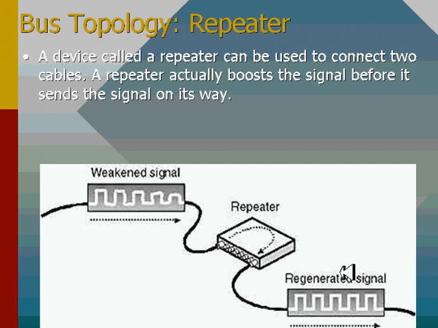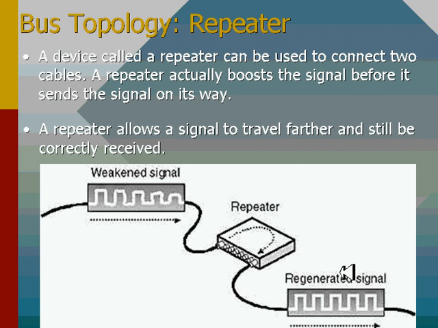A device called a repeater can be used to connect two cables. A repeater actually boosts the signal before it sends the signal on its way. A repeater allows a signal to travel farther and still be correctly received.